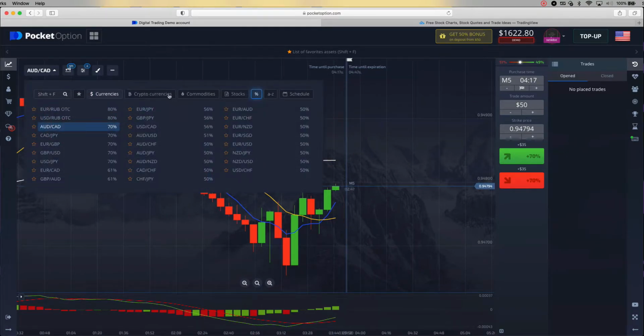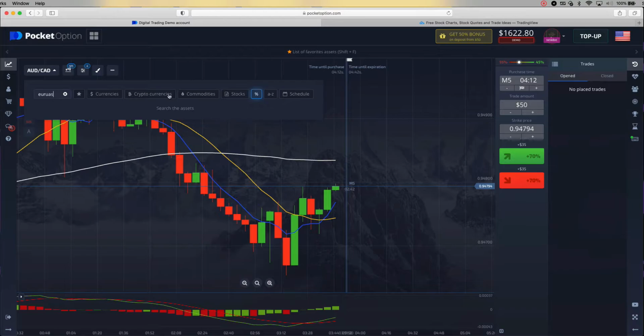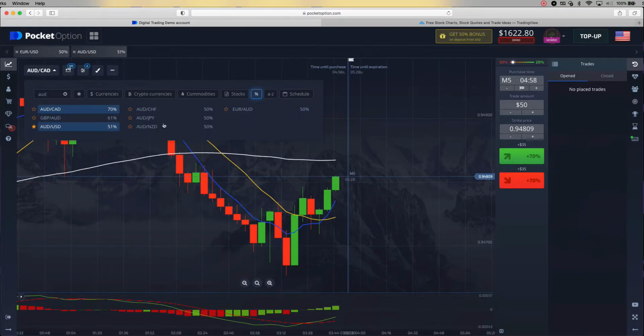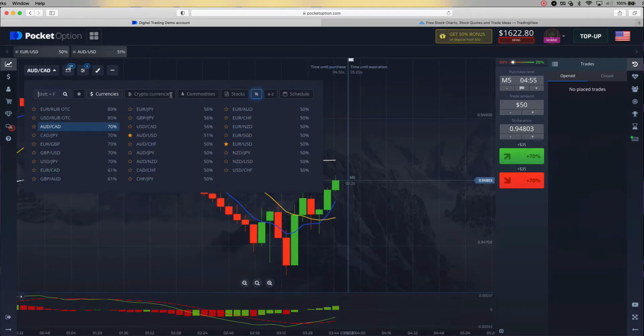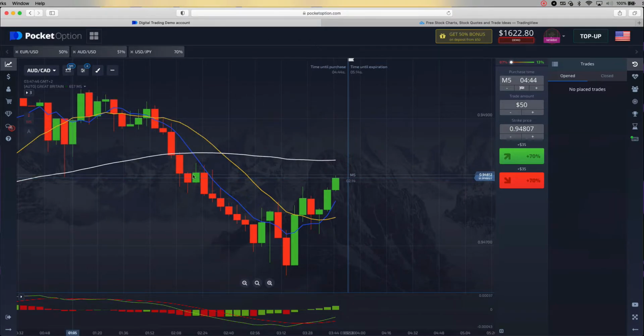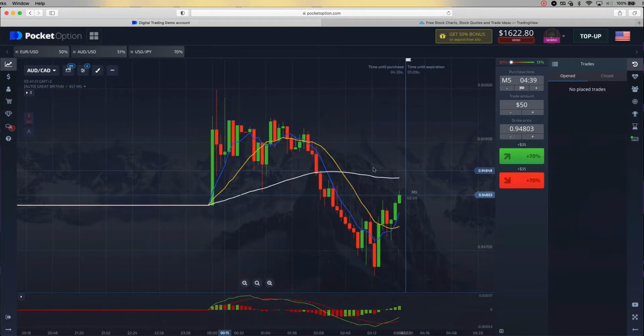So let's go in here and add in some of my favorite currencies to trade, which is EUR/USD, that one. I also like to use AUD/USD, that one. And lastly, I'm only going to do 3 trades for this one, you guys. I'm going to use USD/JPY. There you go. So I'm going to use just these 3 currencies for this trade tutorial. And let's go ahead and get started here.